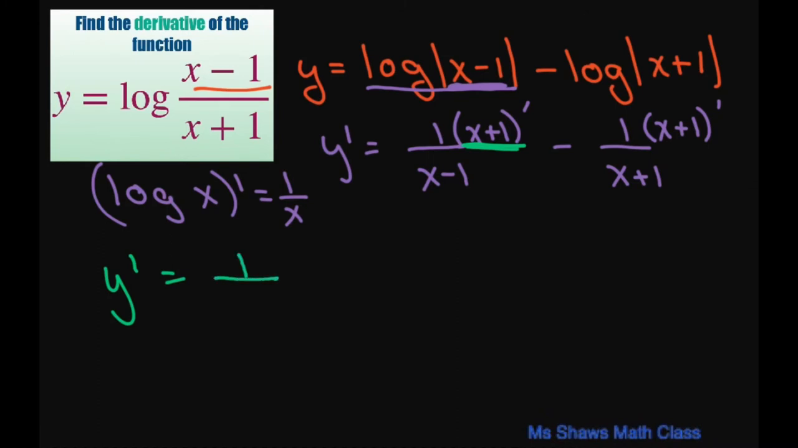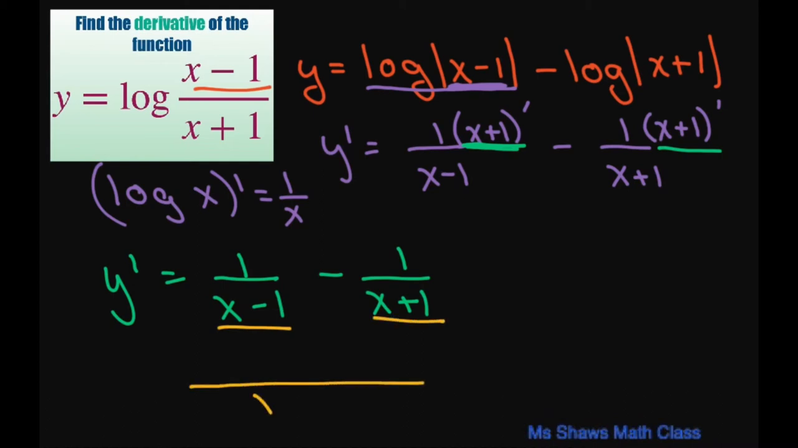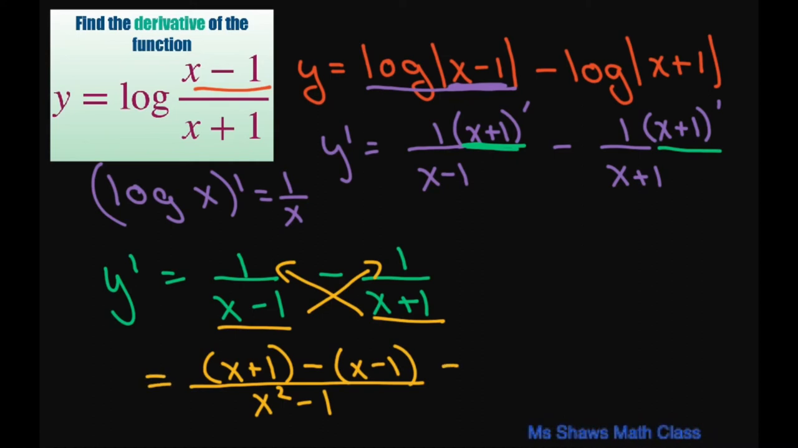So you get 1 divided by x minus 1. And then you have minus 1 divided by x plus 1, and derivative of this is just 1. All right, let's get our common denominator for this, and that's going to be x squared minus 1. And then to get that same denominator, we cross multiply like this. So this is going to be x plus 1 minus x minus 1, and this is going to equal x plus 1 minus x plus 1 divided by x squared minus 1.